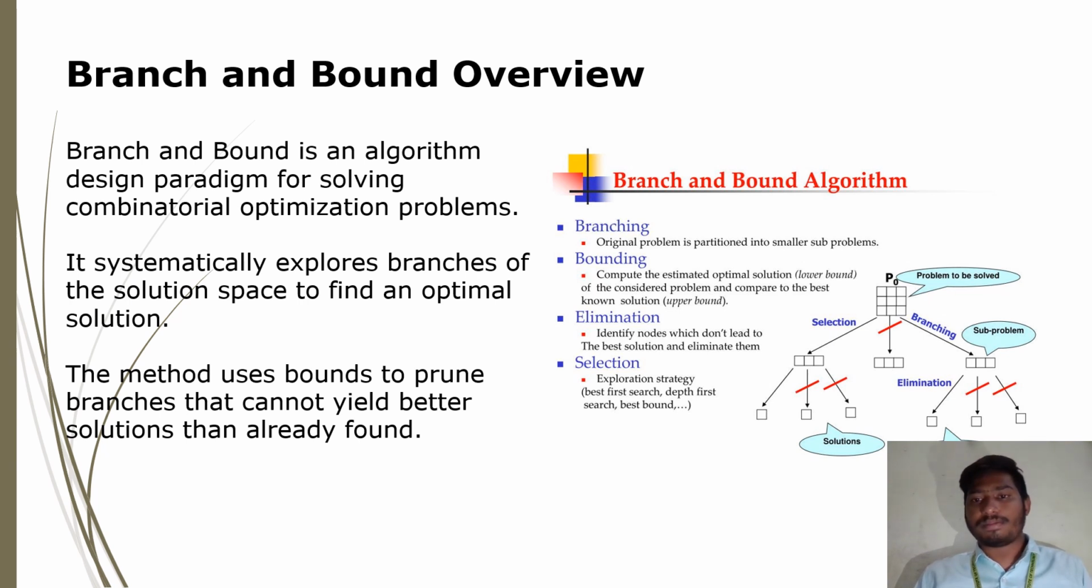Branch and bound algorithm. Branching: the original problem is partitioned into sub-problems. Bounding: compute the estimated optimal solution of the considered problem and compare it to the best known solution. Elimination: identify nodes which do not lead to the best solution and eliminate them. Selection: exploration strategy, best first.